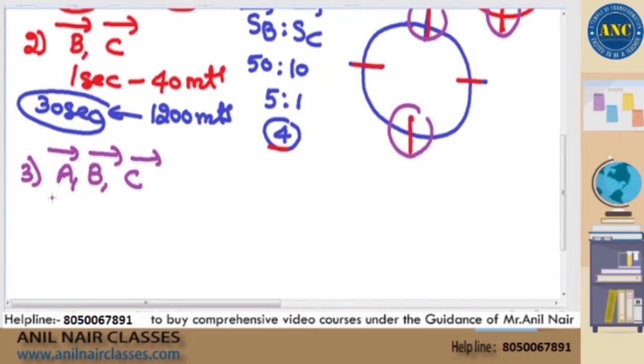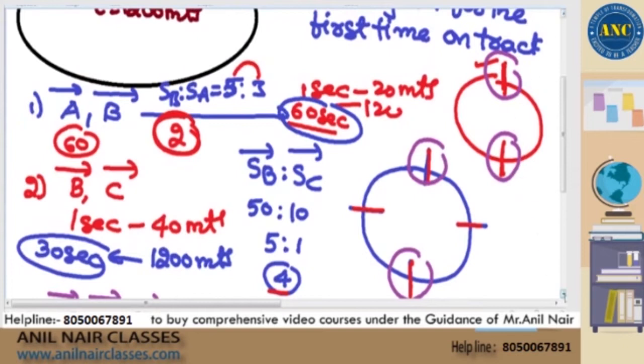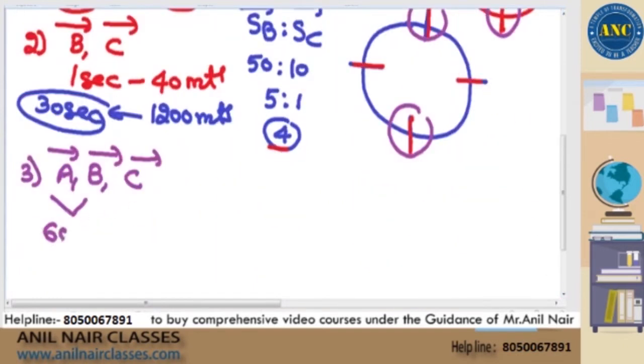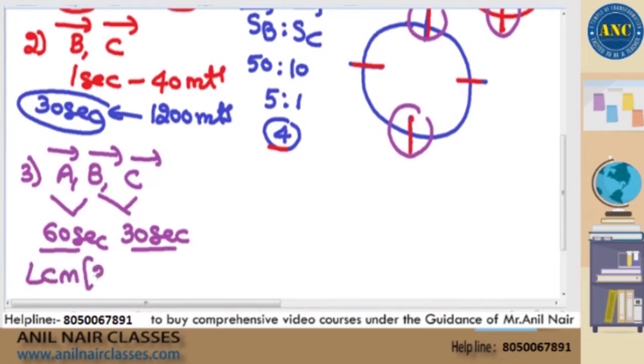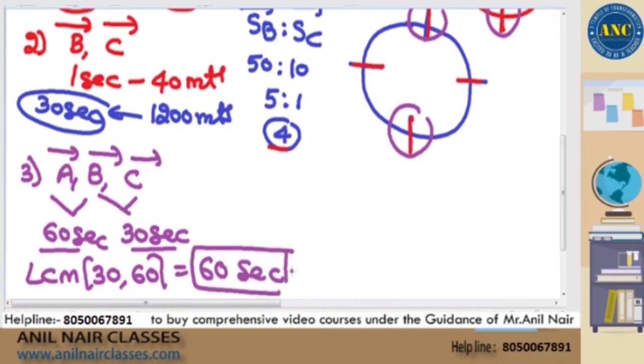A and B will meet after which time? 60 seconds. A and B will meet after 60 seconds. B and C will meet after 30 seconds. When will the two time periods coincide? LCM of 30 and 60. What is the LCM of 30 and 60? Which is 60 seconds. So they will meet after 60 seconds.